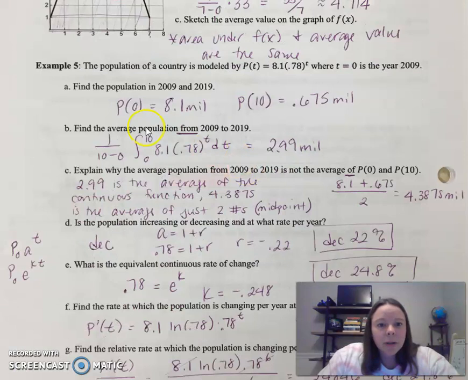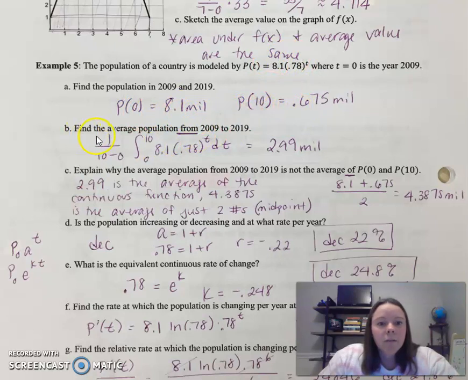All right, another problem here. Now, this is a problem that has a lot of review in it. So, the population of a country is modeled by, there's our nice pretty exponential function, where t equals 0 is the year 2009, so we'll have to keep that in mind. Find the population in 2009 and 2019. So, we're going to plug in 0 and 10 into our function.